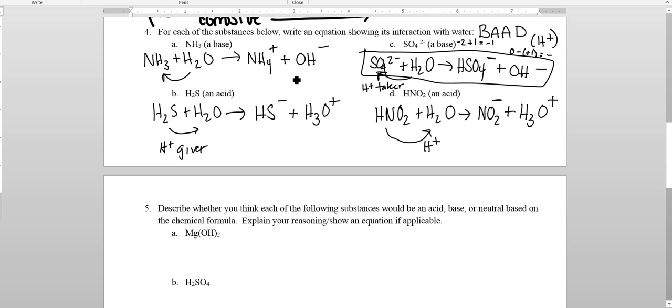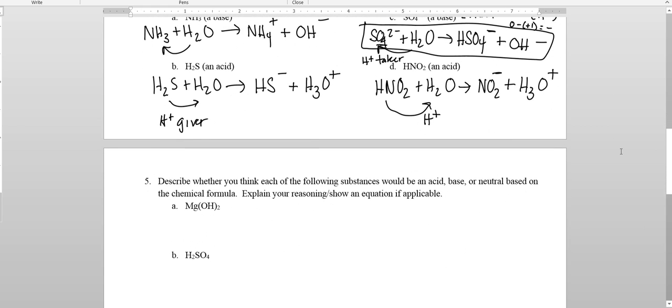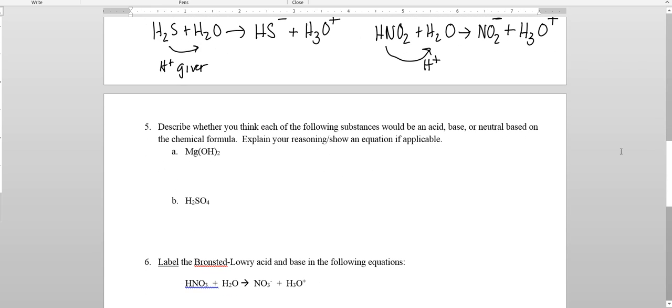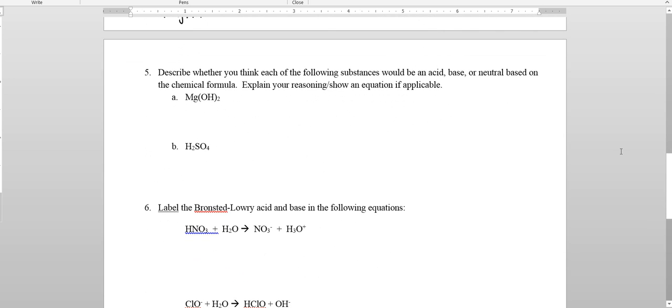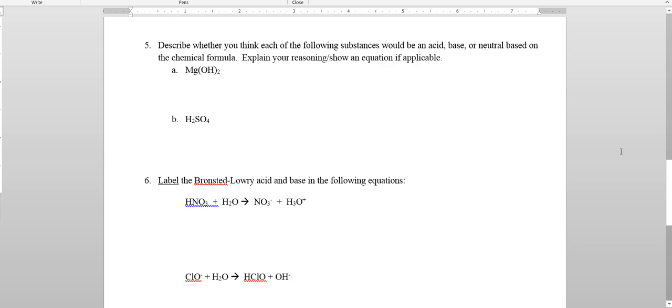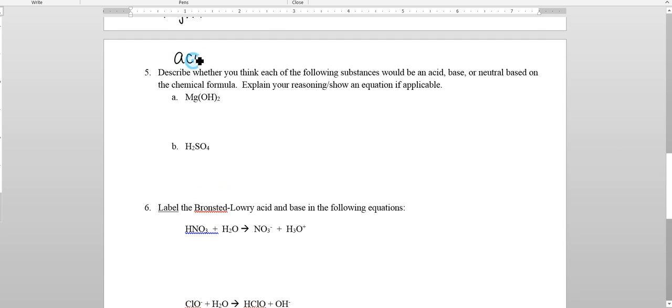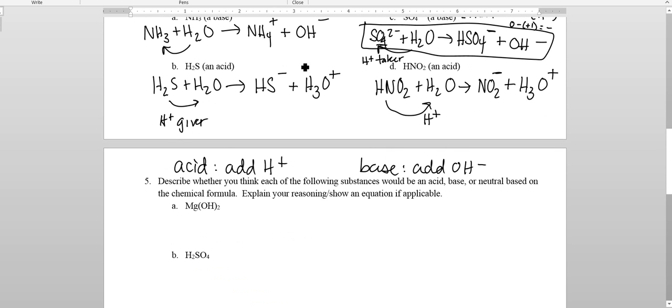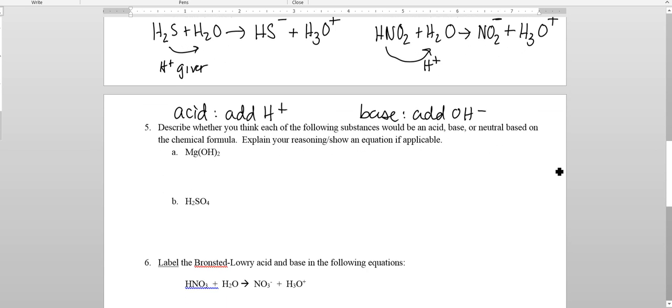So notice here we tell you which things are acids or bases. You also want to be able to spot acids or bases based on their chemical formula. And we'll do this for the more obvious cases. So what we want to keep in mind here is that acids tend to add hydrogen to the water and bases add hydroxide to the water. So if you notice up here in these reactions, because acids are hydrogen givers, and bases are hydrogen takers, when they take a hydrogen, you end up generating hydroxides. So that's what our acids and bases do.